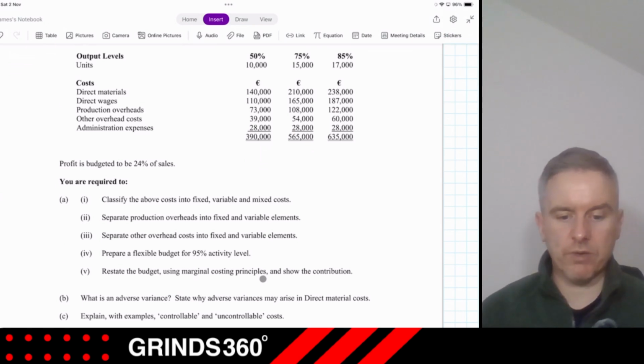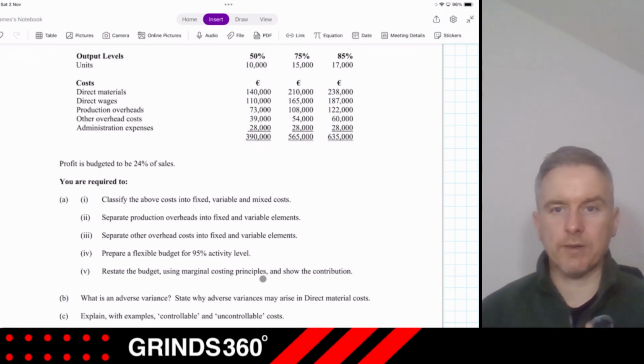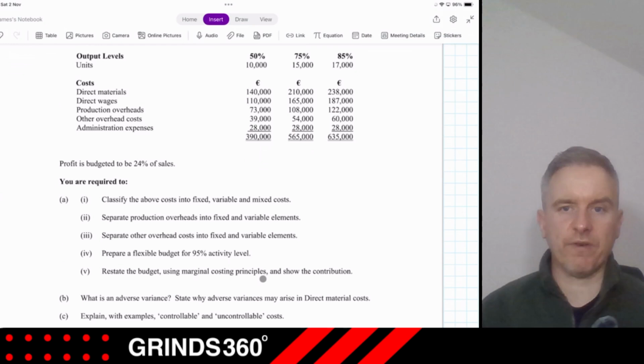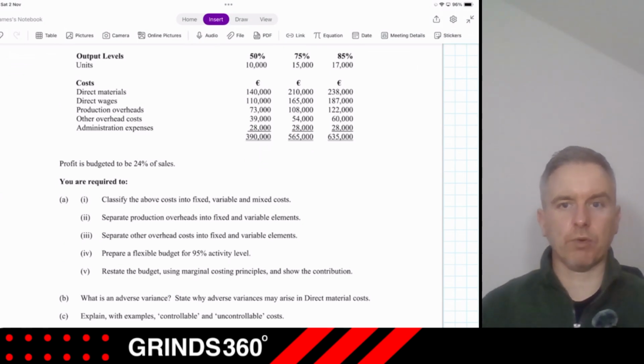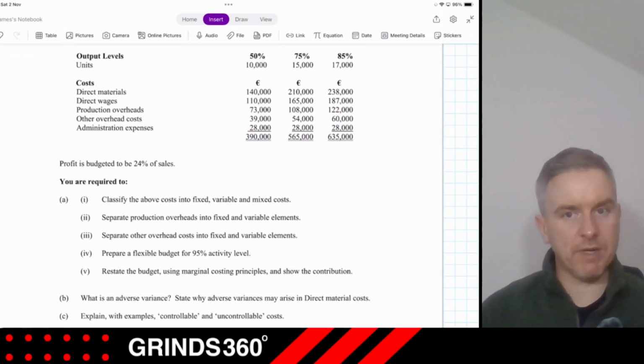And then the theory that goes with these: adverse variance, state why the variances may arise in direct material costs. And just be careful when you're answering a theory question like that, you must refer to manufacturing expenses here, okay? And then explain with examples your controllable and uncontrollable costs. So we're going to look at the theory part of that as well, just to make sure we're okay.